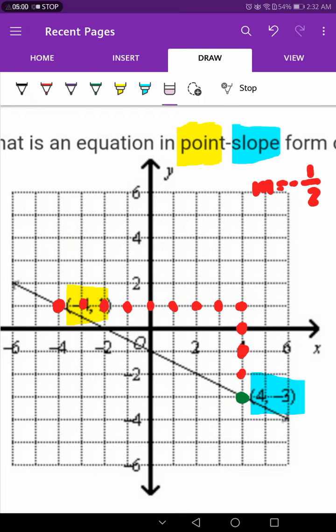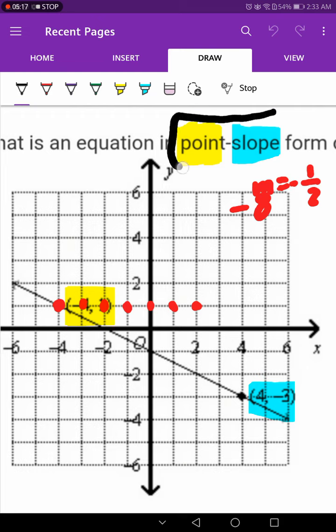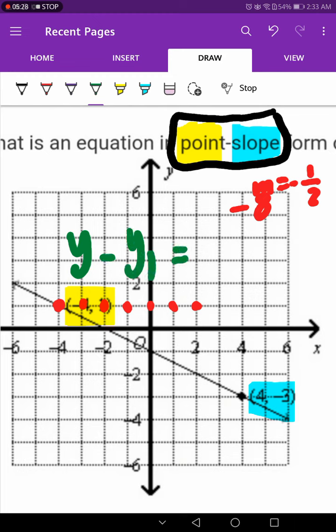Actually I can use any point here. Okay, my dear student, I can use the yellow one, or I can use the blue one. So teacher, which equation do I have to use? Remember, point slope, the famous one, this one. Y, let me write it with the green one. y minus y1 equals m multiplied by x minus x1.